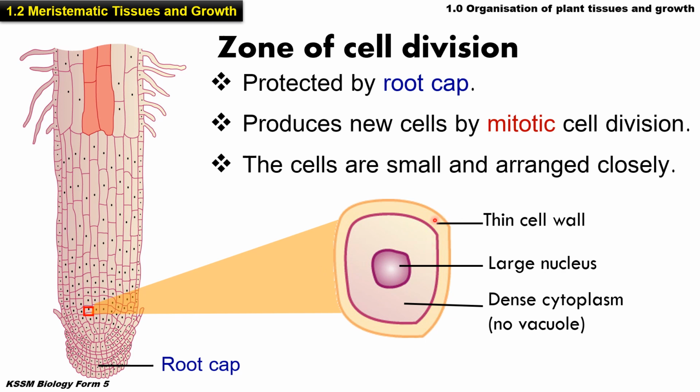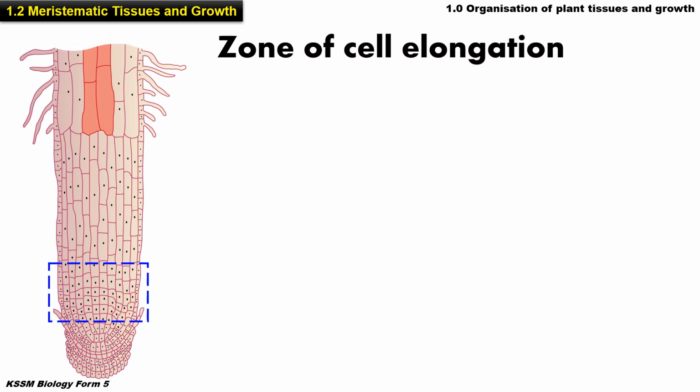So, the cell for the zone of cell division, it has a very thin cell wall. Then the nucleus dia besar. And dia no vacuole. Okay, it has cytoplasm. Okay, seterusnya. Dah lukis ni? Okay. Pergi kepada the second zone, which is elongation.